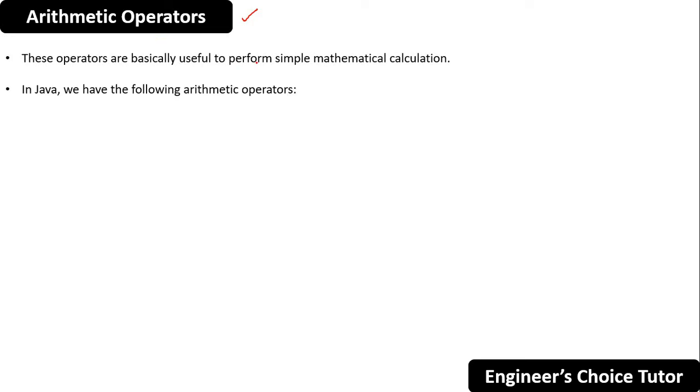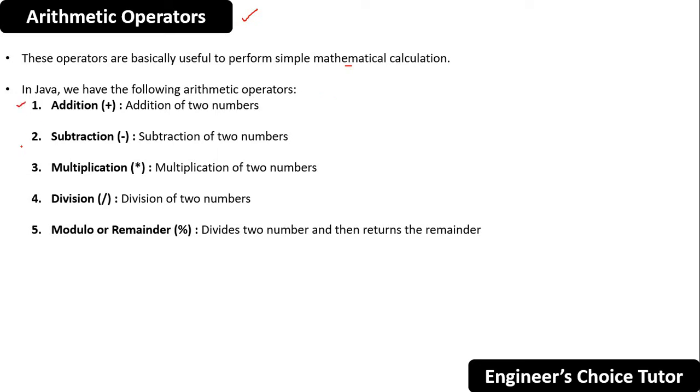Hi everyone. In today's lecture, we will discuss arithmetic operators in Java. These operators are useful to perform simple mathematical calculations like addition of two numbers, subtraction of two numbers, multiplication of two numbers, division of two numbers. In Java, we have the following arithmetic operators: addition, subtraction, multiplication, division, and the modulo or remainder operator.